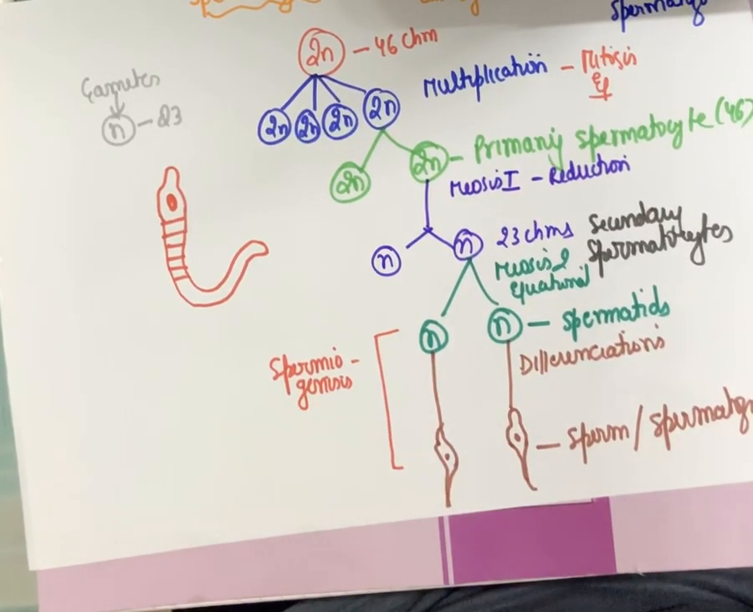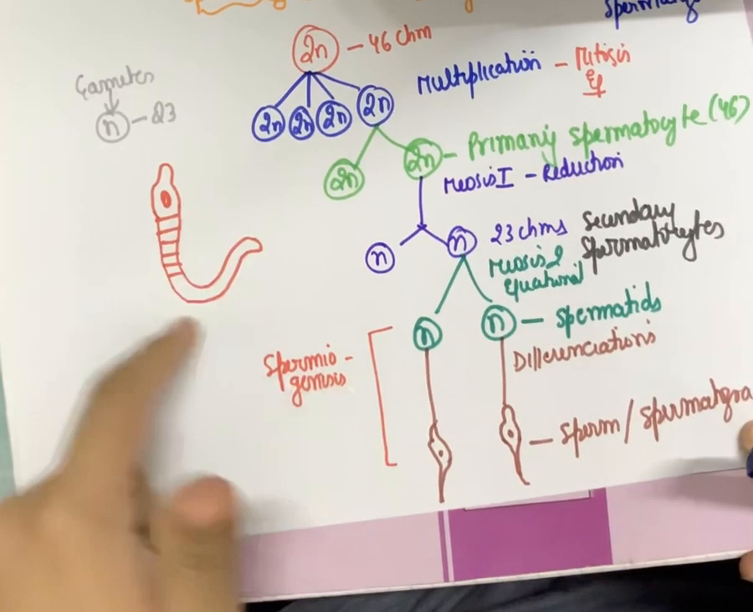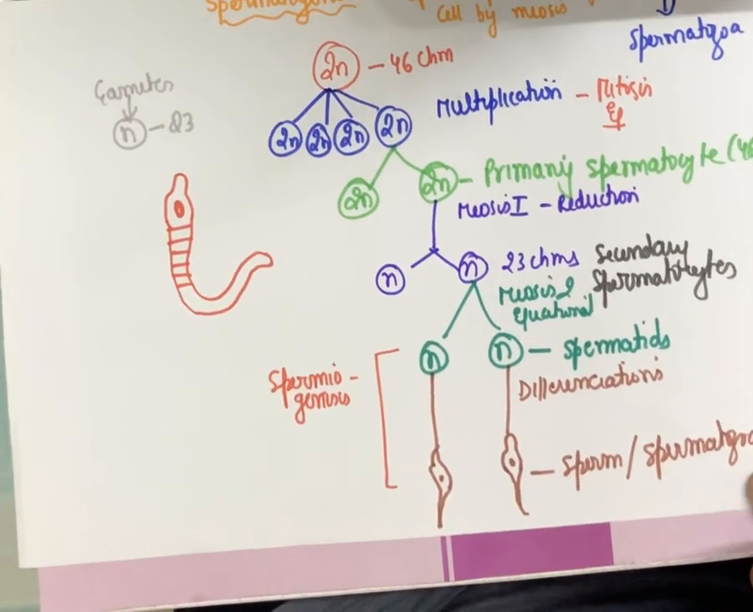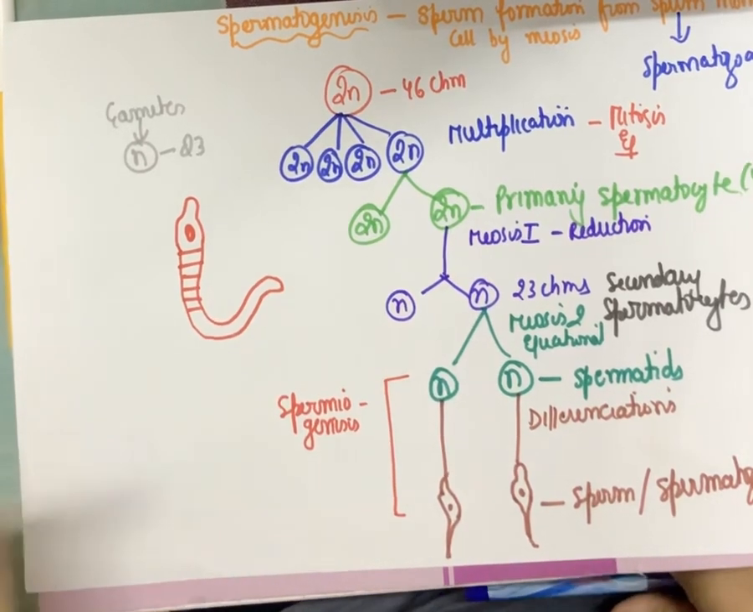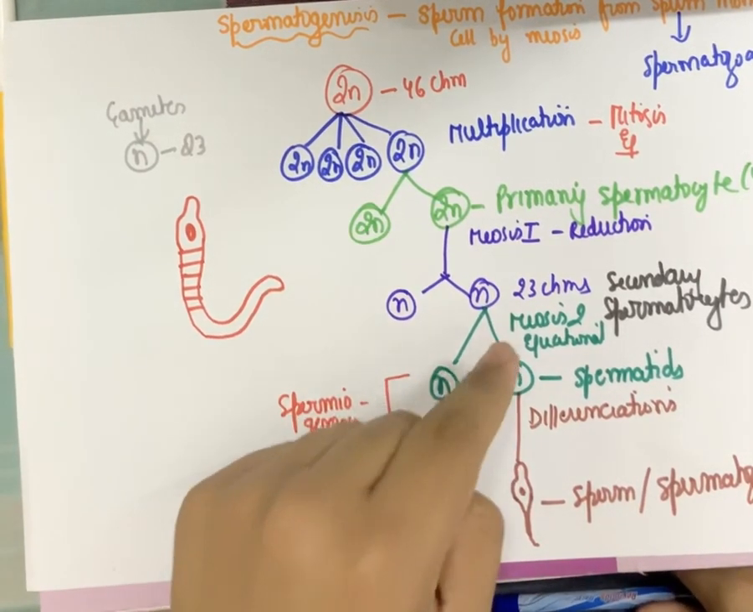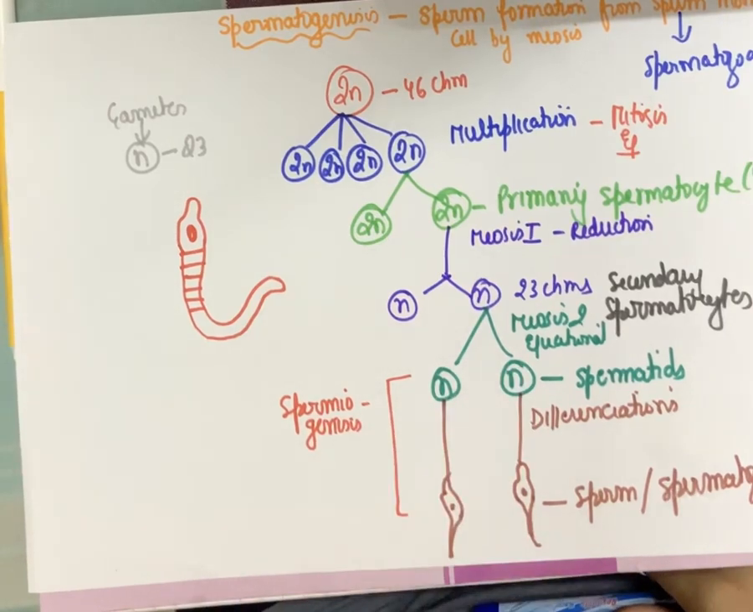Now at this stage, we have 23 chromosomes in the spermatid, but the structure of sperm is something like this, isn't it? It is not looking like this, the round structure. So this undergoes differentiation, which changes its structure to form the sperm or the spermatozoa. And this whole process is called spermatogenesis. And what is spermiogenesis? Spermiogenesis is formation of sperm from spermatid by differentiation. So the last step of spermatogenesis is spermiogenesis.